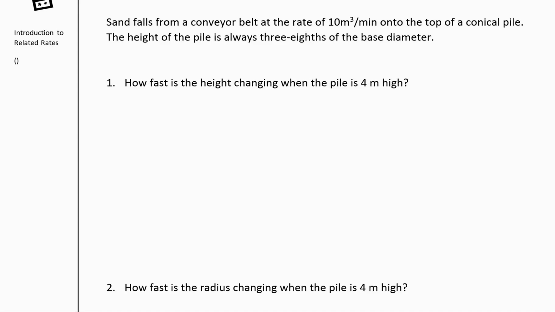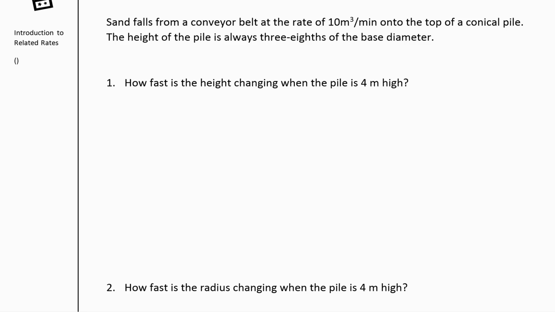We're going to look at another related rates problem here. It says sand falls from a conveyor belt at a rate of 10 meters cubed per minute onto the top of a conical pile. The height of the pile is always 3/8 of the base diameter.